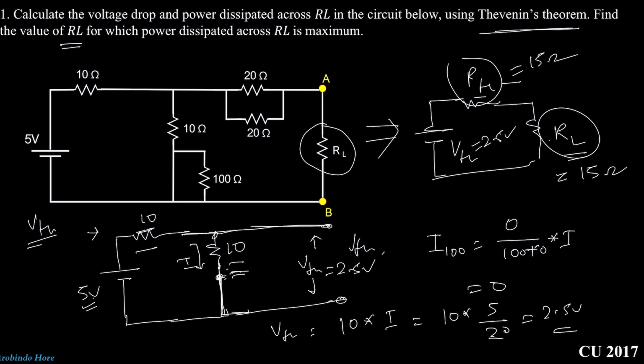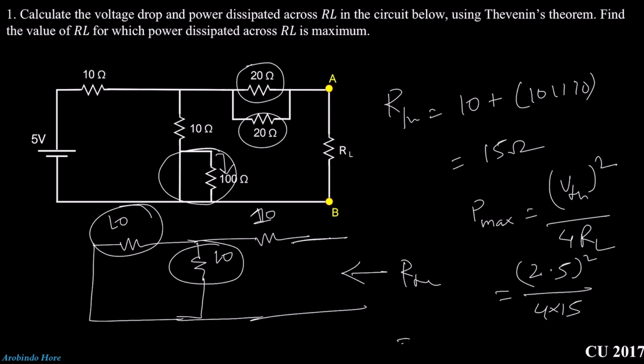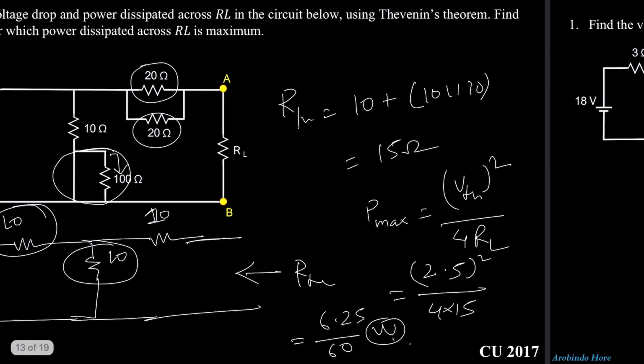Now we need to calculate the value of voltage drop across RL. Here we have 2.5 volt, and you can see these two resistances are the same, so the voltage drop across RL will be 1.25 volt. And what will be the maximum power? The maximum power P max will be VTH square divided by 4 RL. What is the value of VTH? 2.5 square divided by 4 into 15. That means 6.25 divided by 60 watt. So this is the answer. Let's go to the next problem.